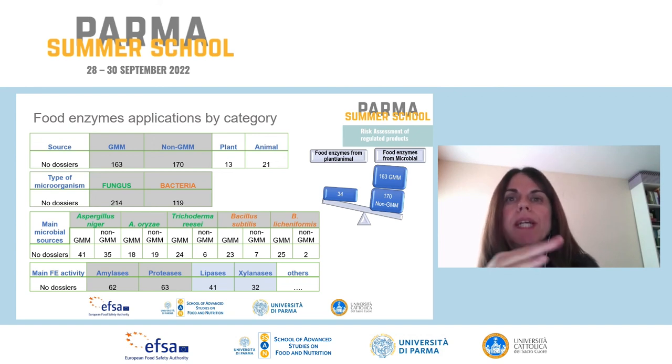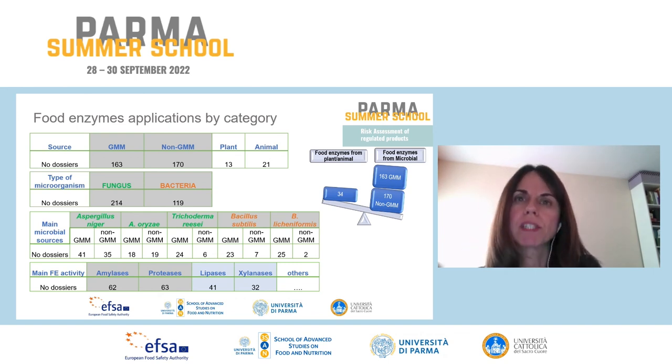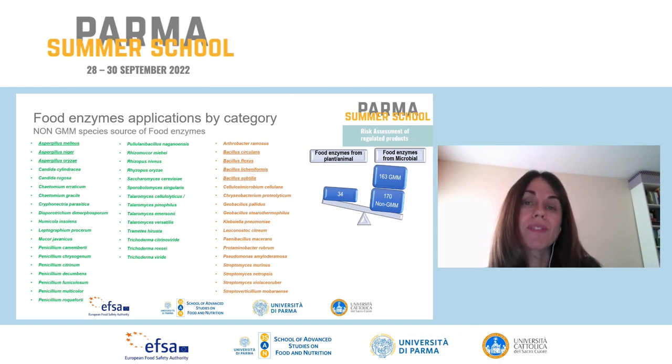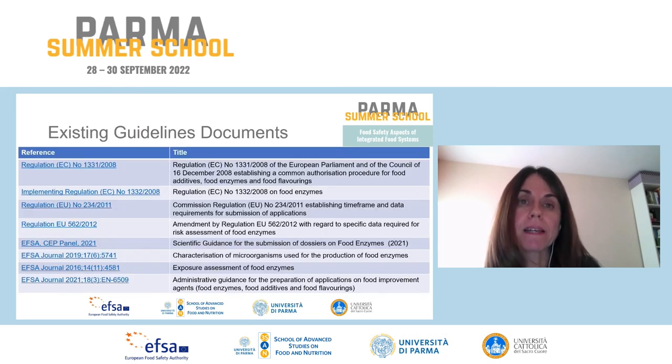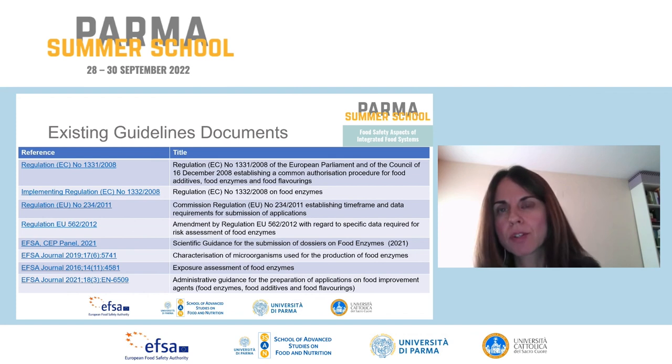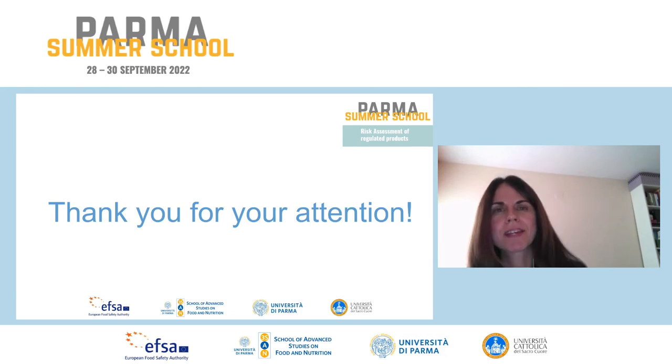If we classify the enzymes regarding their main enzymatic activity, we have amylases and proteases at the top of the list of produced enzymes, followed by lipases and xylanases. There are many more types of enzymes that we receive for evaluation, but these are at the top of the list. And here, just to show a list of the specific non-genetically modified species used as a source of food enzymes, and here a list of those genetically modified species. And finally, here is a summary of the main guidance documents related to the risk assessment of food enzymes. There is the link just in case you want to have a look at it. And that's all. Thank you very much.